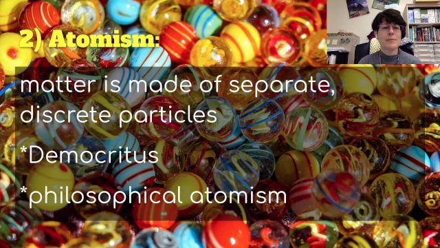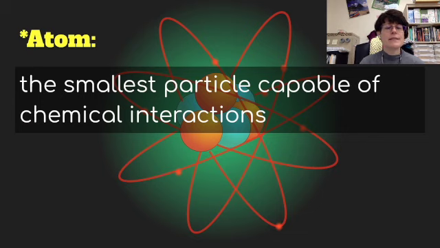However, there was also another theory called atomism, and this is that matter is made of separate, discrete particles. And one of the prominent Greek philosophers with this idea was Democritus. And at the time, though, it was philosophical atomism because the Greeks did not experiment to discover things. It was all more thought experiments. They debated, they discussed, they thought things out. There was no physical experimentation going on to verify either of these ideas. And then an atom, for atomism, would be the smallest particle capable of chemical interactions.